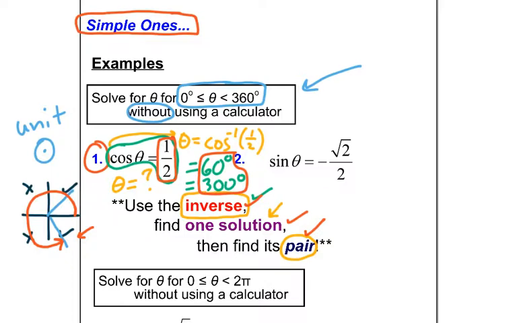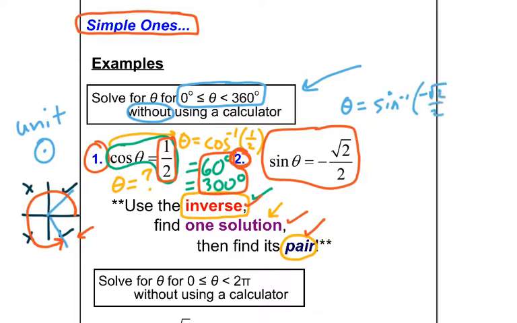All right, here's question number 2. We want to find: the sine of theta equals negative root 2 over 2. What is theta? All right, I'll do the same steps, folks. Let's take the inverse. Theta on the left side equals the sine inverse of negative root 2 over 2.